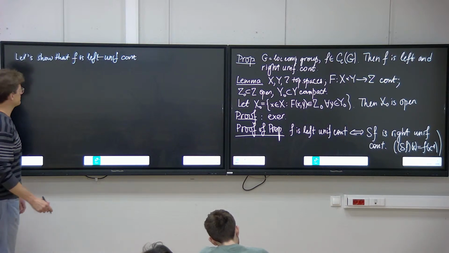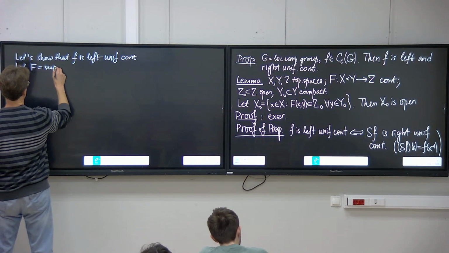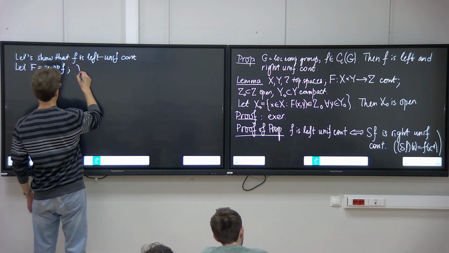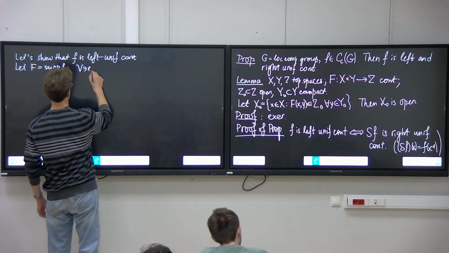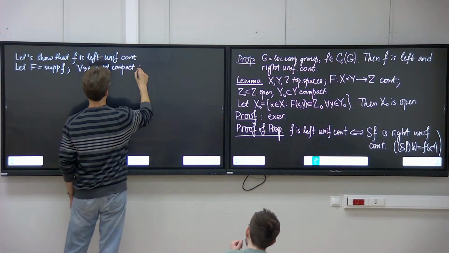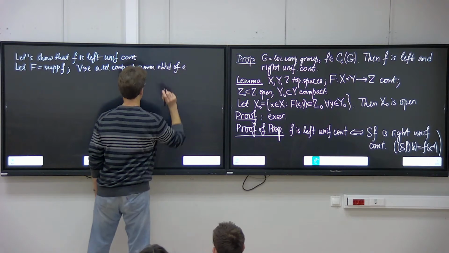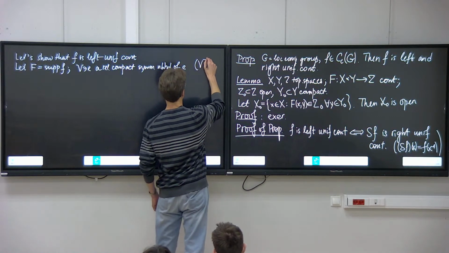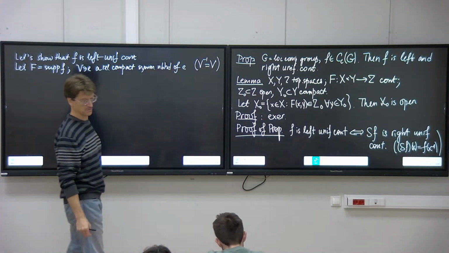So f is compactly supported. So let big F denote the support of f. And let's choose a relatively compact symmetric neighborhood V of the identity. Relatively compact means that the closure of V is compact. Symmetric neighborhood of the identity. Let's recall that symmetric means that V inverse equals V. And in the previous lecture, we observed that every neighborhood of the identity contains a symmetric neighborhood of the identity.